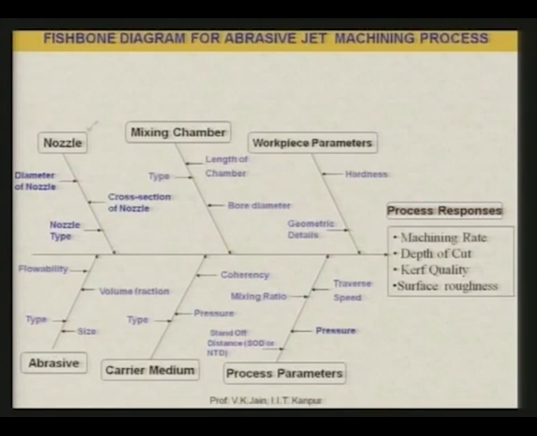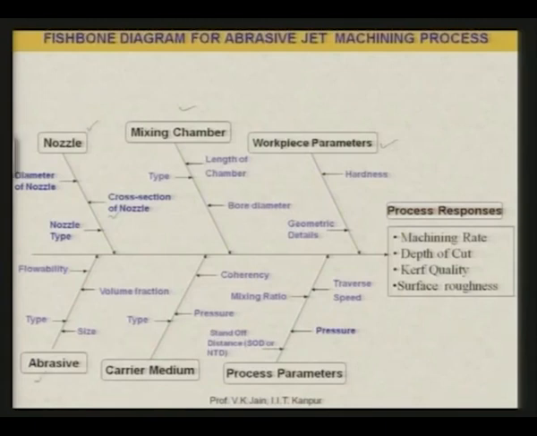If you see the nozzle, the diameter of the nozzle is one of the parameters. What type of nozzle you are using, or what type of material you are using for the nozzle. Another point is the cross section of the nozzle, whether it is circular, rectangular, etc. Then the mixing chamber: length of the chamber, type of the mixing chamber, and bore diameter over there. Workpiece parameters like hardness of the workpiece and geometric details that you want to create on the workpiece.